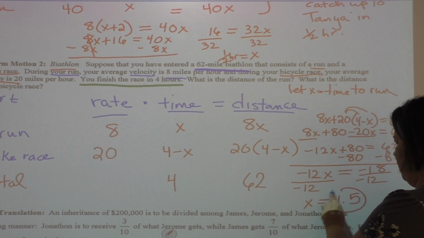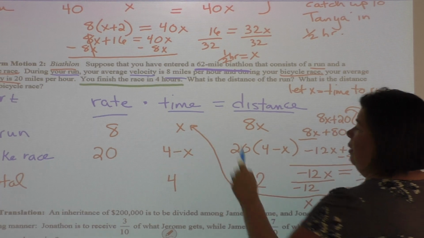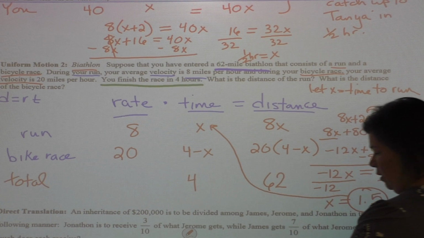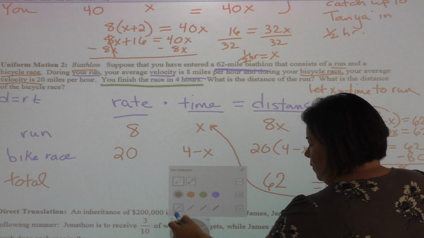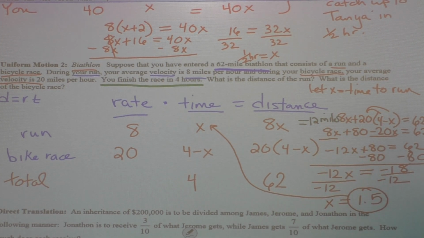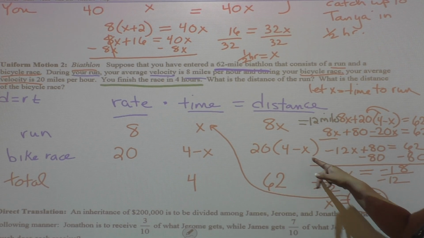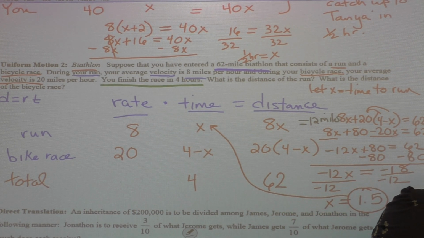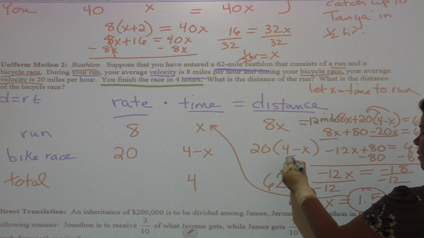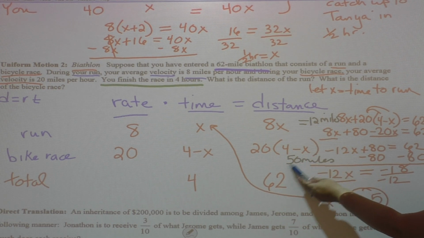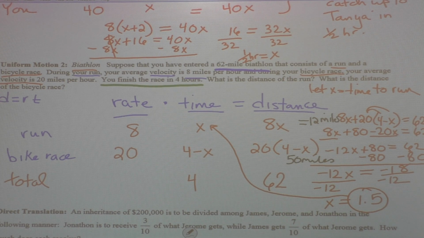If I substitute 1.5 into time, that means my distance for my run was 8 times 1.5, which is equivalent to 12 miles. And then my bike race is 4 minus 1.5 times 20. That's going to be equivalent to 50 miles. If I add 50 and 12, that's going to give me my 62 mile total.